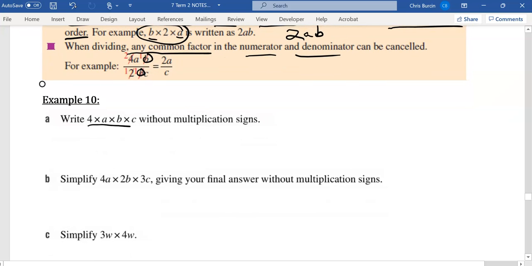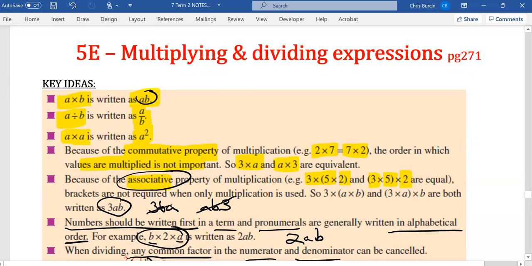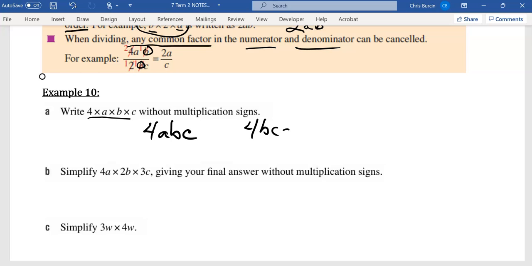So if we're going to write 4abc without multiplication signs, well, that's easy, because putting them next to each other now means I am multiplying them together. So the answer is 4abc. Is it also 4bca? Sure, but that's silly. Let's write them in alphabetical order because it's better.